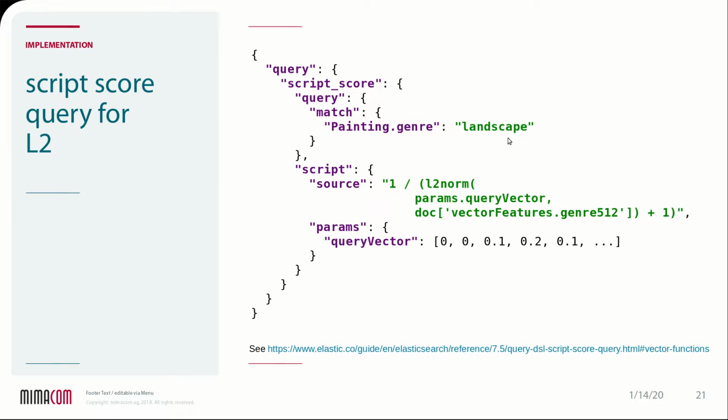We can do the same thing for Euclidean distance. There's also a pre-built function that we can use. That would be L2 norm, and then the parameters are basically the same that we can pass in here. We need the query vector and the vector field of the document that has been indexed.